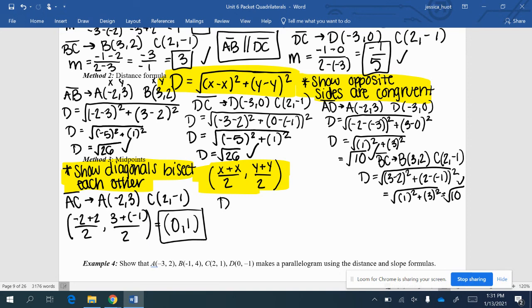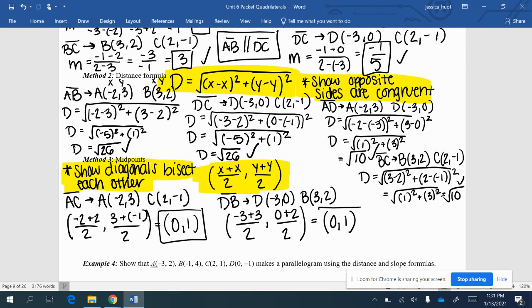And then DB, finding the midpoint. So since they have the same midpoint, the diagonals bisect each other, meaning it is a parallelogram.